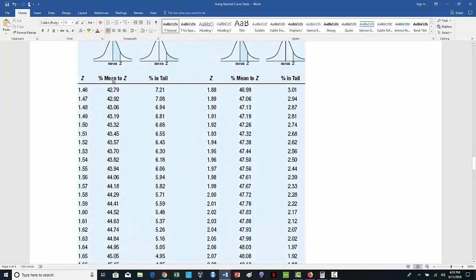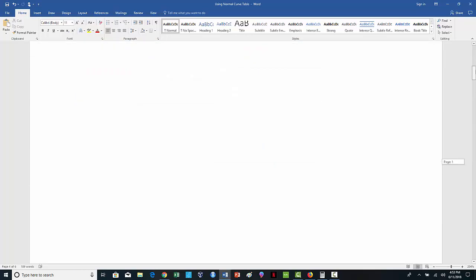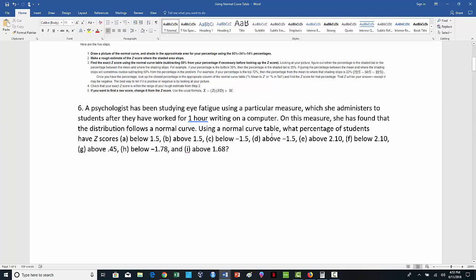And we have two numbers here. The percent mean to z says 43.32, and the percent in the tail says 6.68. So what did the question ask? The question is asking, again, so you have to use your head here. What percentage of students have scores below a z-score of 1.5?